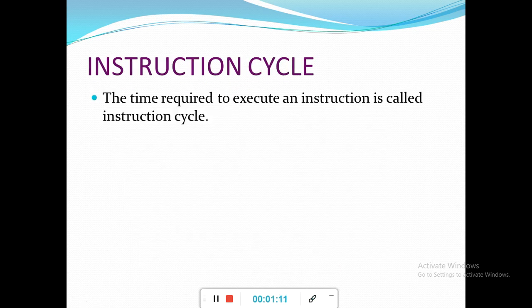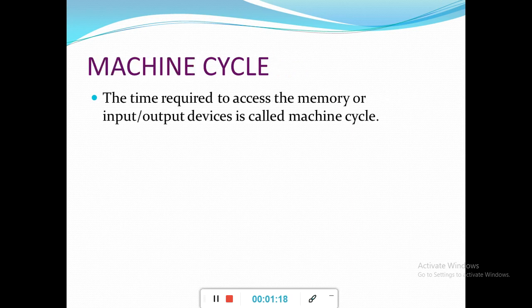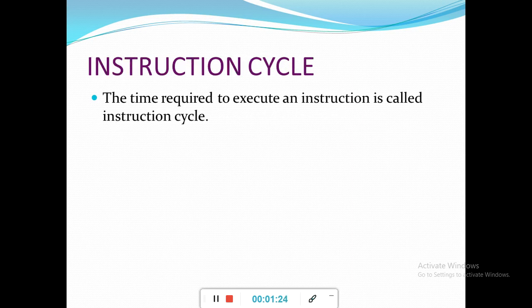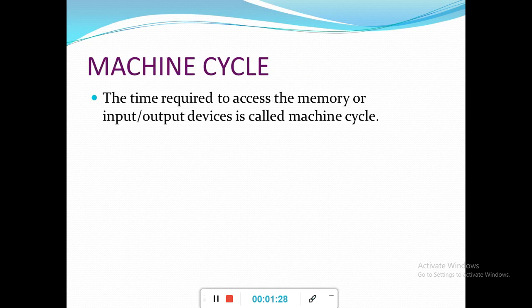Then next comes the instruction cycle. The time required to execute a single instruction is called the instruction cycle. The machine cycle is the time required to access the memory or input output device. So the instruction cycle is the time required for the execution of a single instruction, and the machine cycle is the time required to access the memory or input output device.